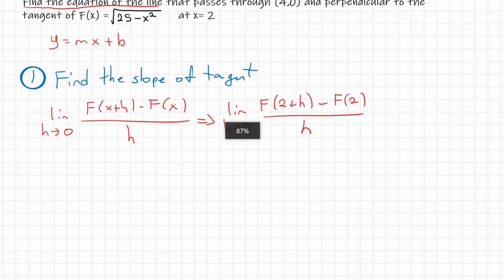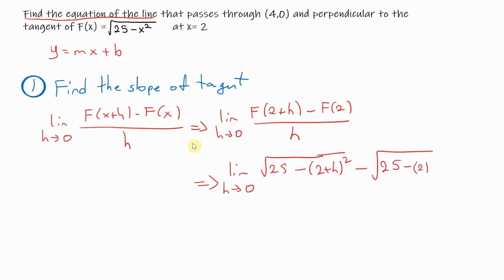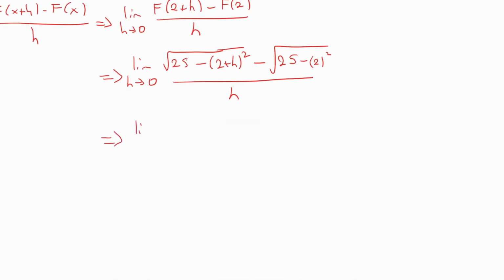So now in order to find whatever my f(2 plus h) is, I'm going to plug it into the original equation. So I have limit as h approaches 0, plug in 2 plus h into the equation. I have root 25 minus x squared, so it's going to be 2 plus h squared, minus, and now I'm going to plug in 2 for the original equation again, so it's going to be root 25 minus 2 squared, over h. Now I'm going to simplify it even further.